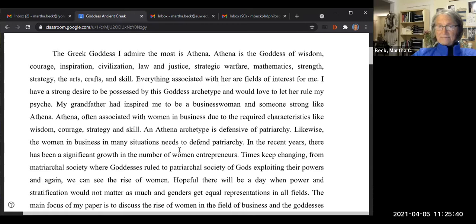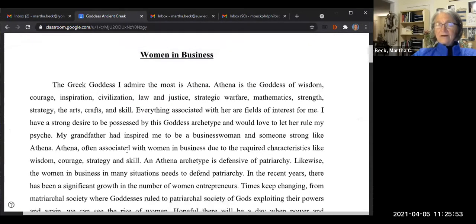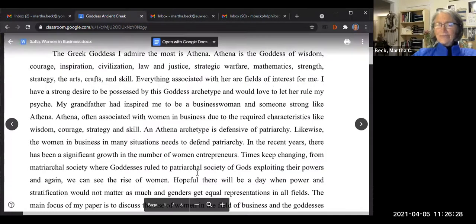Let's see. Okay, so again, she needed to get more organized, right? She could have started with describing the Athena archetype. This is what she's good at. She also tends to defend patriarchy. And then the next section would be, my grandfather inspired me to become that. Okay, so each sentence is relevant, but I think it needs to be organized differently.